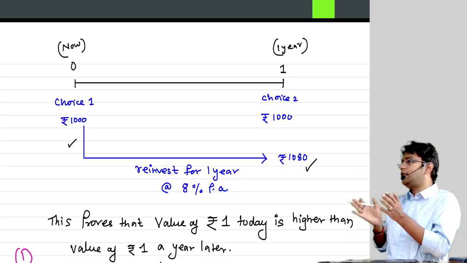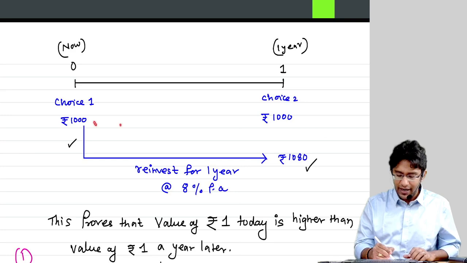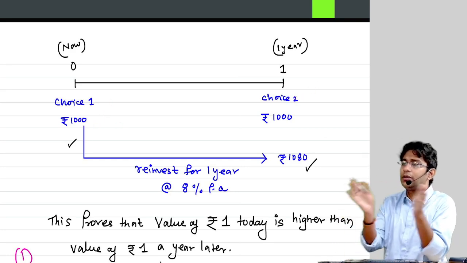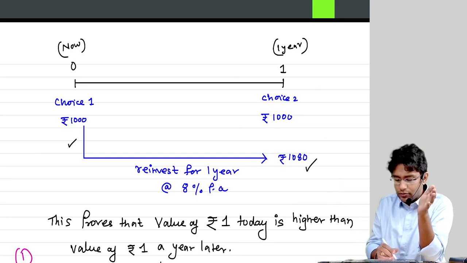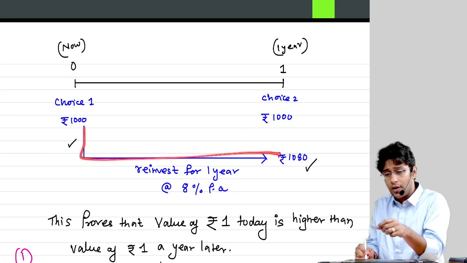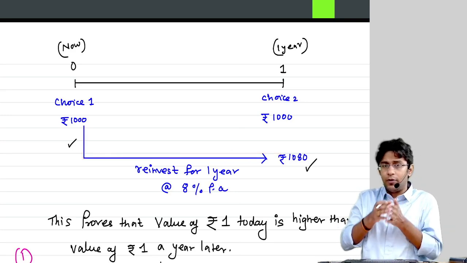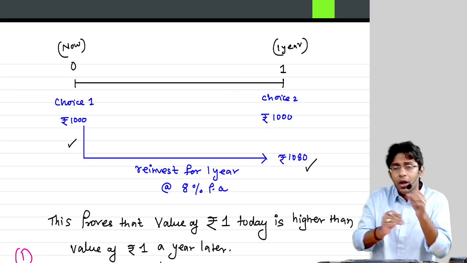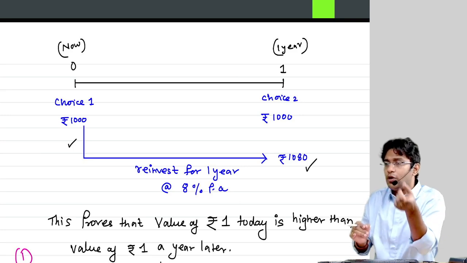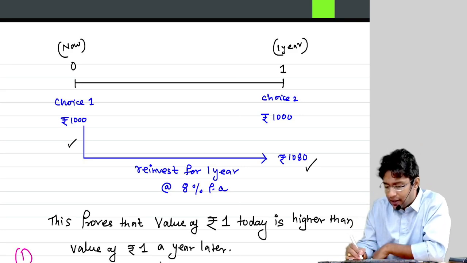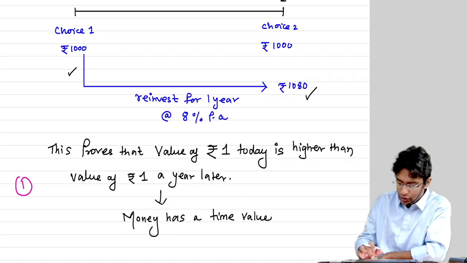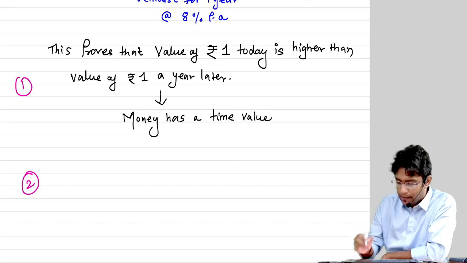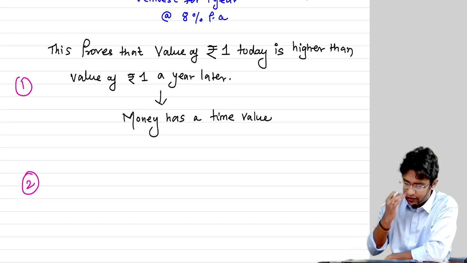Actually, in the two choices I gave you, 1000 is standing at 0 time, another 1000 is standing at 1 year time, but you did not compare 1000 with 1000. What did you do? You projected the 1000 rupees into the future. You took 1000 rupees in choice 1 to 1 year time, and you compared that 1080 with the 1000 rupees in choice 2, which is already standing at 1 year time, and then you made a decision, correct? So choice 1 is projected into the future, then only you are comparing. That comes to our second point here.